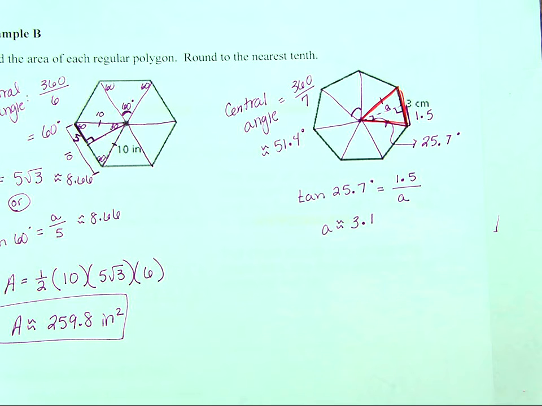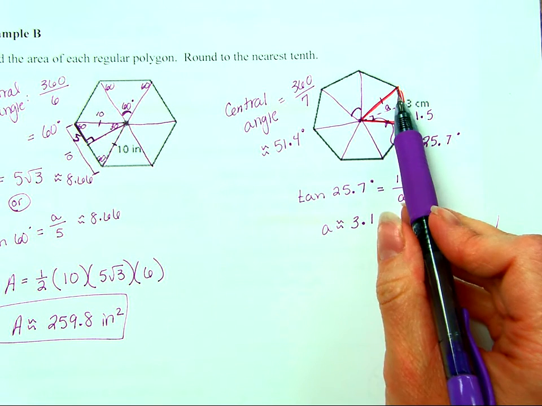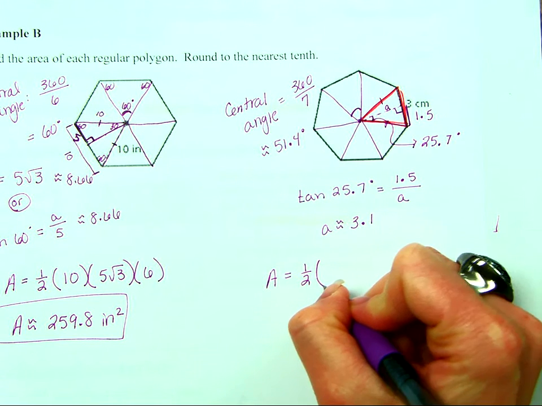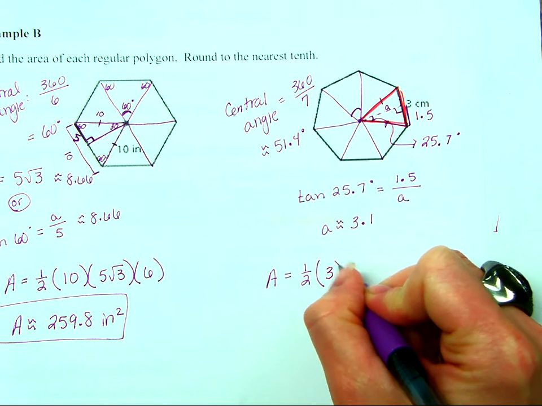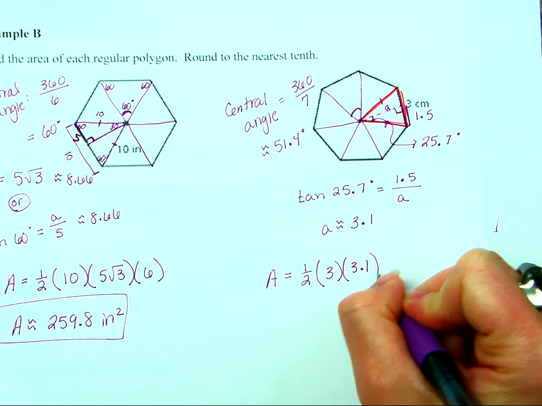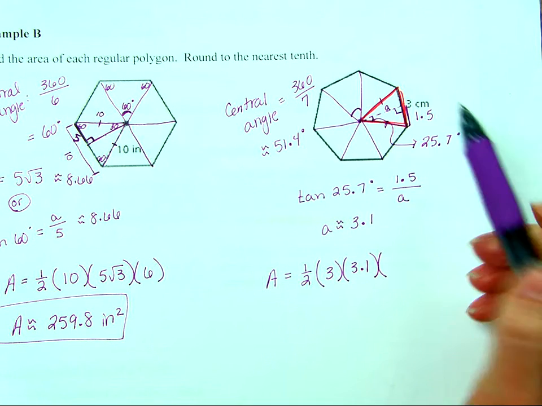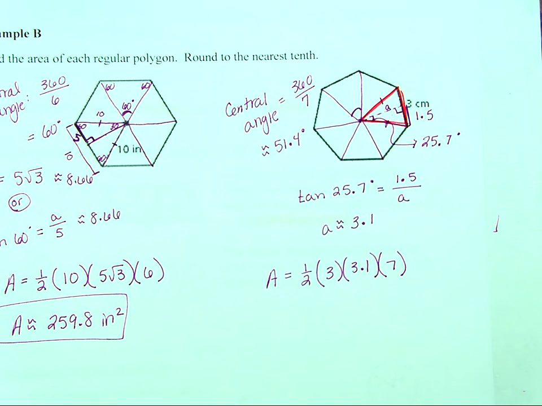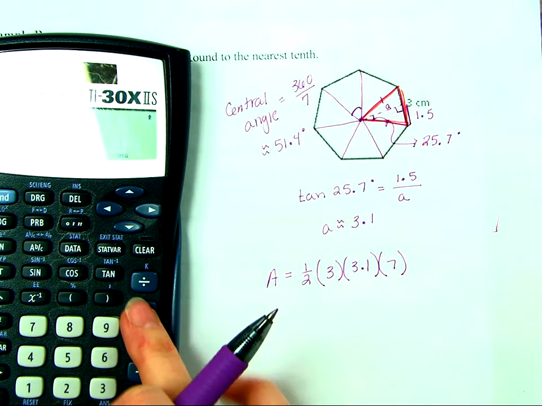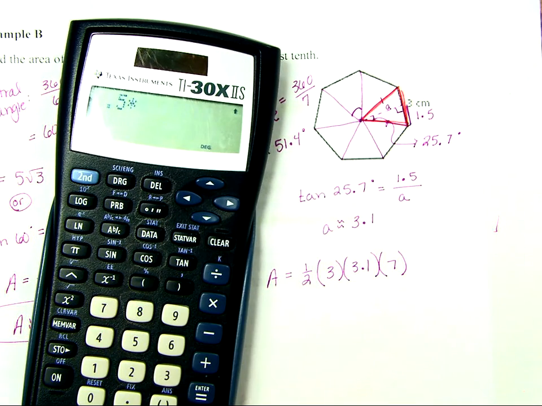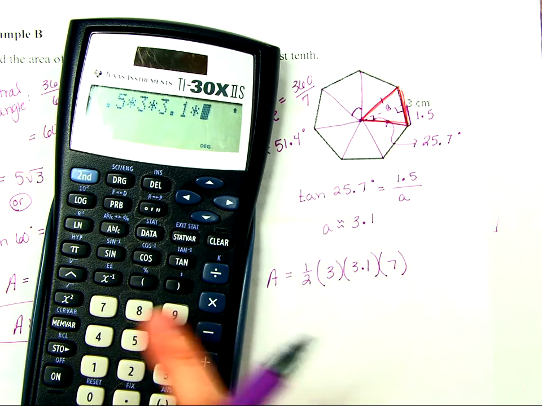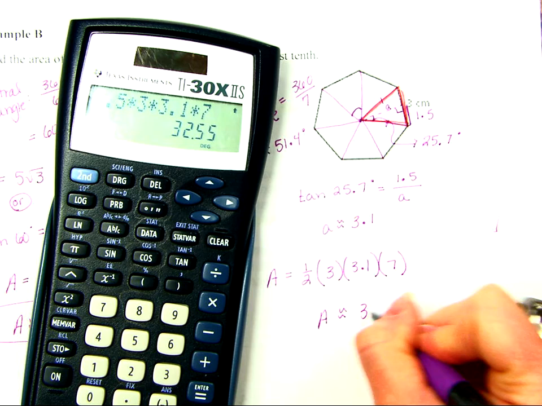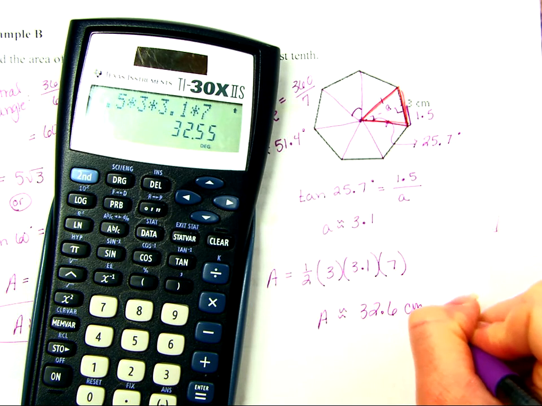So, how does that help me? Well, let's find the area of my figure. If I think about the area of my red triangle, my red triangle has a base of 3 and a height of 3.1. The whole polygon has 7 of those triangles, and then I just need to multiply together. I'm going to take 1/2 times 3 times 3.1 times 7. And we're going to find that our area is approximately 32.6 square centimeters.